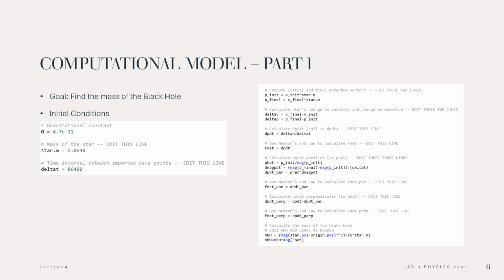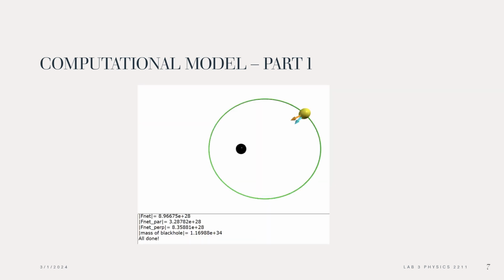Now we can just manipulate the gravity equation, which we found first. The force of gravity is equal to G m1 m2 divided by r squared, and that's essentially what we do here at the bottom. When we did that, we found that the mass of the black hole was 1.16988 times 10 to the 34th power. So that's an essentially massive black hole.